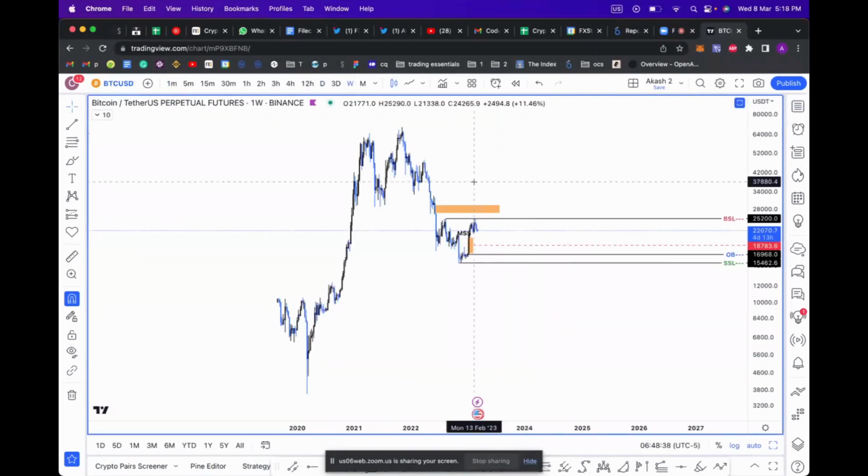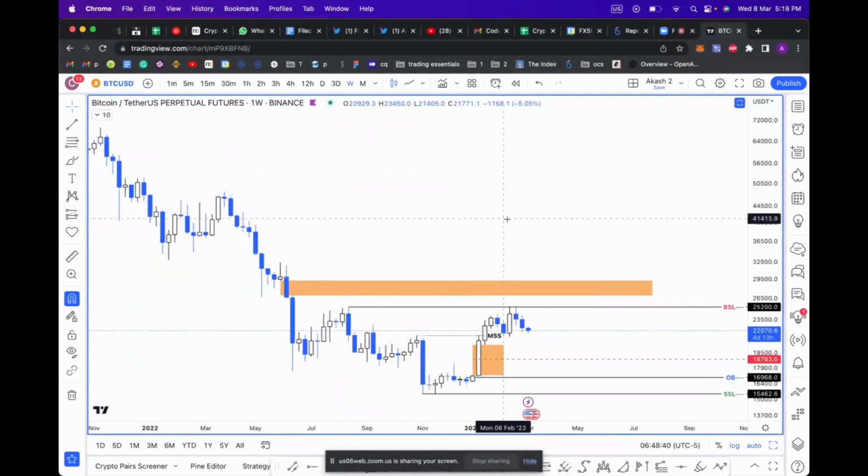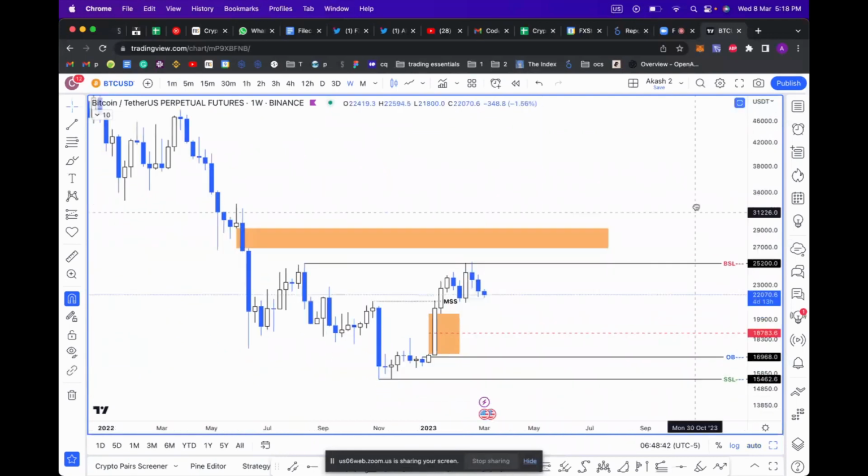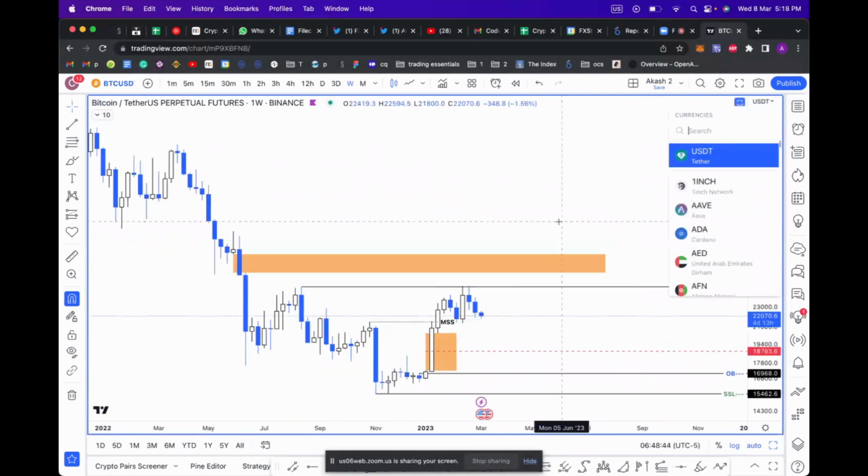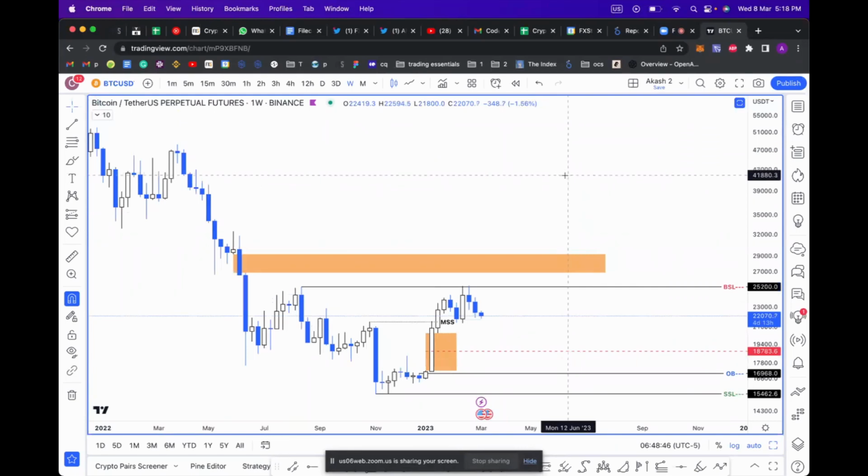Right. So let's start on a weekly time frame because that's where we can get the most amount of information. The weekly is really a good quality chart right now. What's happening here? A few things I want to point out. I've marked out a couple of liquidity zones, order blocks, and these orange bands that you see here are basically fair value gaps.